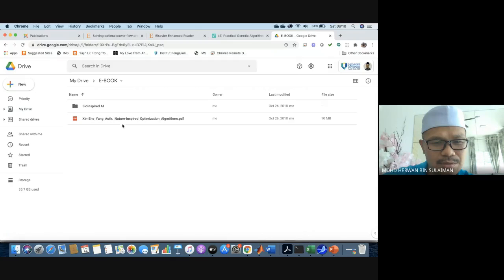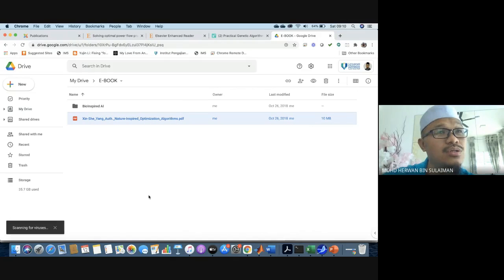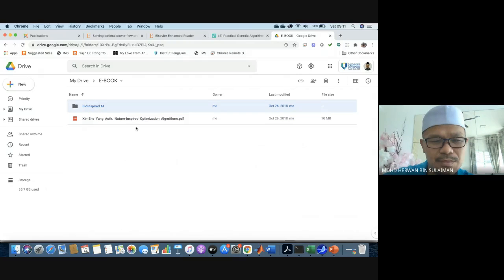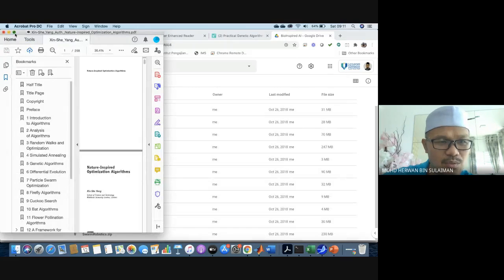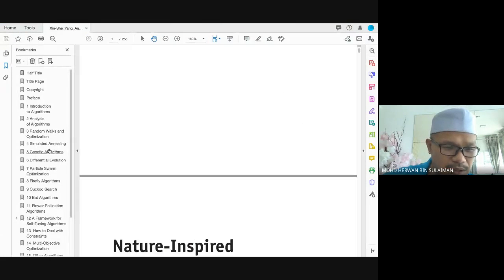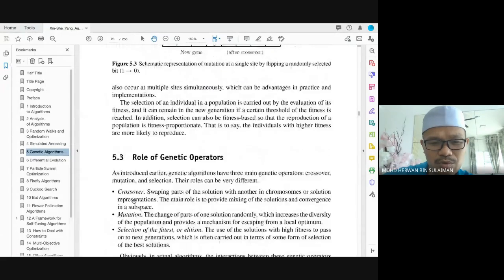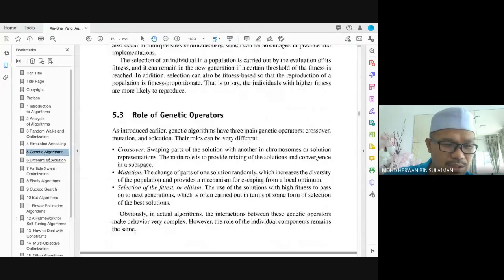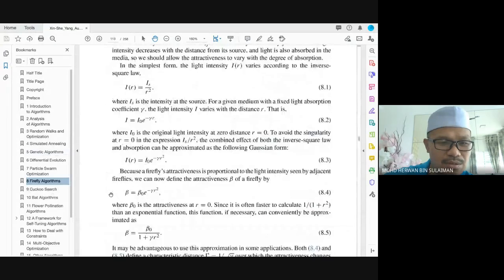Xin-She Yang is the author, or the inventor, of the firefly algorithm and flower pollination, and quite a number of others. Yang is one of the well-known authors. I think he also covers the genetic algorithm, but he just gives pseudocode, not the program. But he shares a lot about the firefly algorithm, and you can obtain the programs in MATLAB.